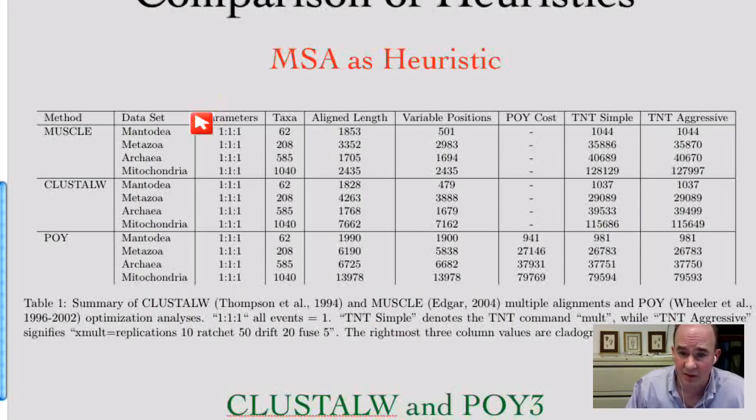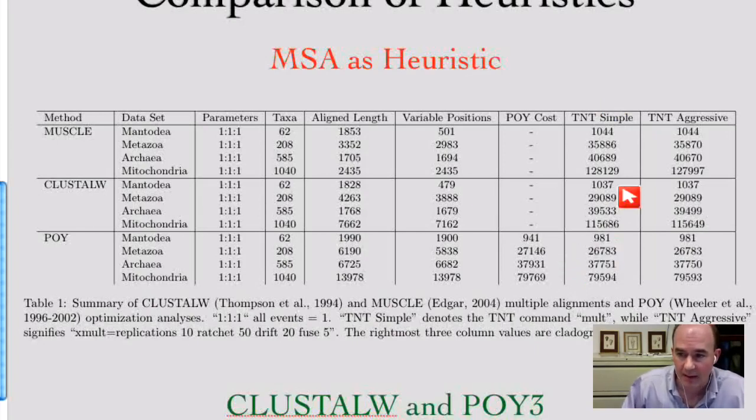But in both the cases of MUSCLE and Clustal, looking at the next to last and last column, for the first data set, we get 1,044 or 1,037. The 1,044 steps is TNT on MUSCLE using gaps as characters, I should say. So all the gap information, the indel information, is left in as is and used as characters, and all of them are weighted equally. We can't use any heuristic, we can't use any affine gap cost because we can't do that with normal phylogenetic software, with things like TNT and POY. So if we look at the MUSCLE and Clustal analyses of mantids, we see 1,044, 1,037, and the POY cost was 941, or 981 if we use the implied alignment.